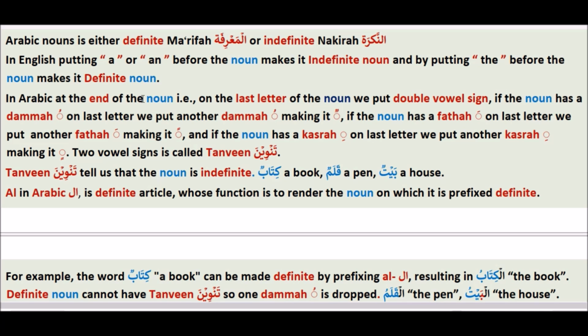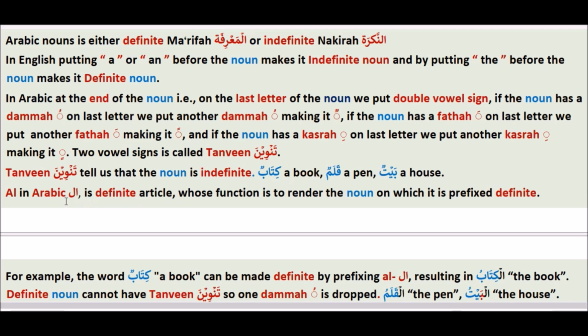In Arabic, at the end of the noun, that is on the last letter of the noun, we put a double vowel sign. If the noun has 1 Dhamma, we put another Dhamma, making it 2 Dhammas. Same for Fatha, it has 1, you add another one and it becomes like this. And if the noun has Kasra, then you put another Kasra and make it like this. The 2 vowel signs are called Tanween. The Tanween tells us that the noun is indefinite. Like Kitabun, a book. Qalamun, a pen. Baytun, a house.